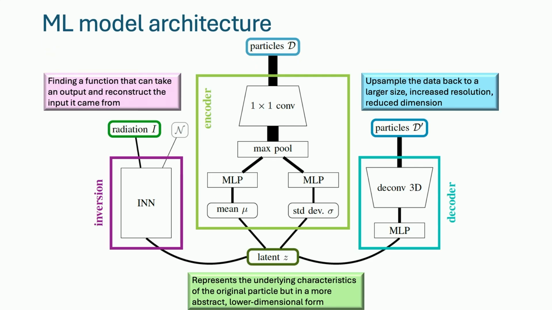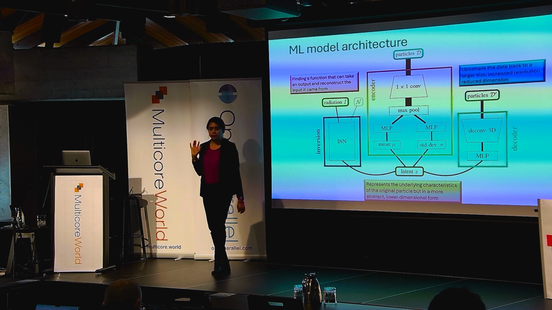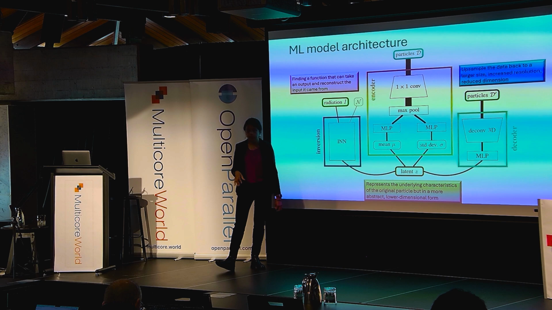So that leads to the ML application. There is a lot going on, but the bottom line is it's an ill-posed problem. So we came up with an invertible neural net architecture. There is an encoder, there is a decoder. You see multilayer perceptrons, you see max pool. Basically, the particle configurations were represented as a point cloud net.